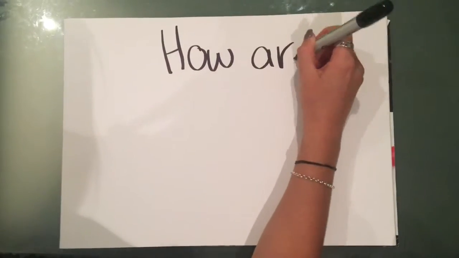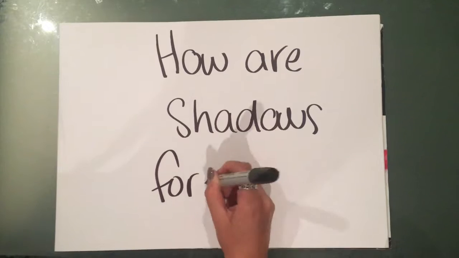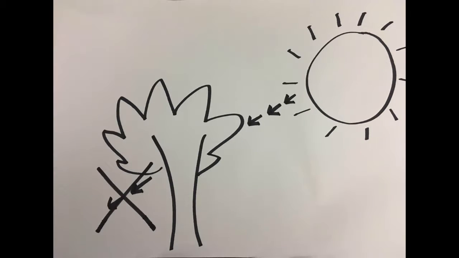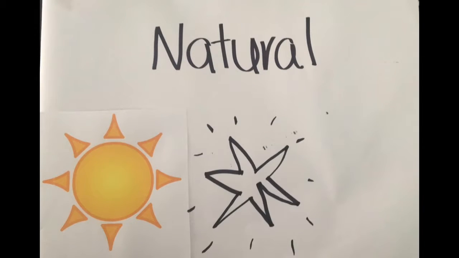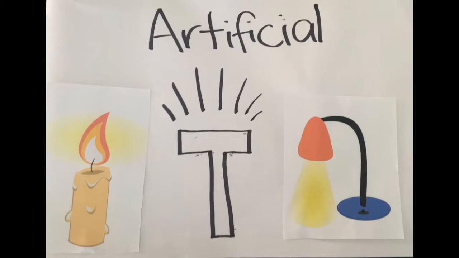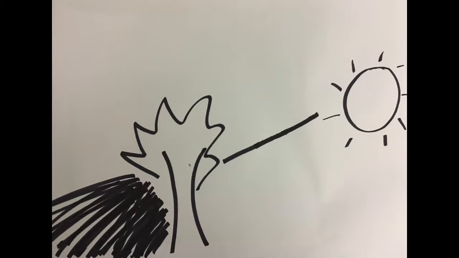So now we know what shadows are, let's look at how they are formed. How are shadows formed? Shadows are formed because light cannot shine through hard objects. The light that creates these shadows can either be natural or artificial, as they are created by humans. Light travels in a straight line, so the light source, the object, and the shadow will all be in line with each other.